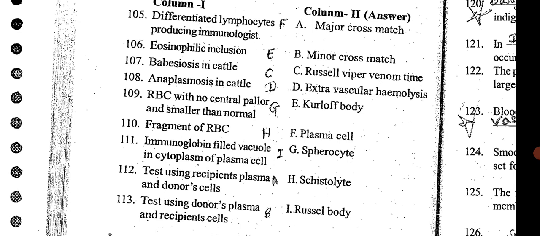Eosinophilic inclusions. Eosinophilic inclusions are the Curl bodies. Curl bodies are the eosinophilic inclusions. It should also not be confused with spherocyte, schistocyte, or Russell body. Eosinophilic inclusion, it is related.